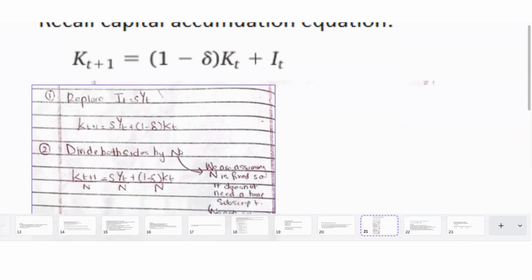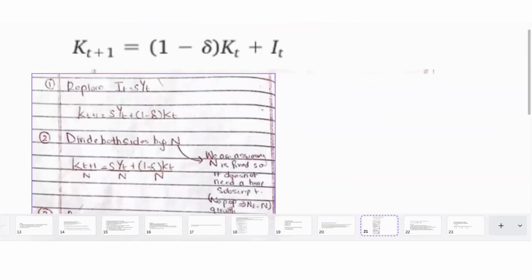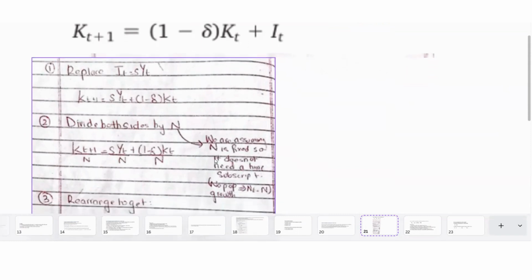And since we want to write it in per worker terms, we'll divide both sides by N. Note over here, N does not have a time subscript like K and Y. This is because we're assuming N is fixed. We're looking at the Solow model without population growth right now, which means that N is fixed, so N_t is just equal to N. So the reason we don't have a time subscript with N over here is we're looking at the Solow model without population growth, so N is fixed. We're dividing both sides by N because we want to write the capital accumulation equation in per worker terms.